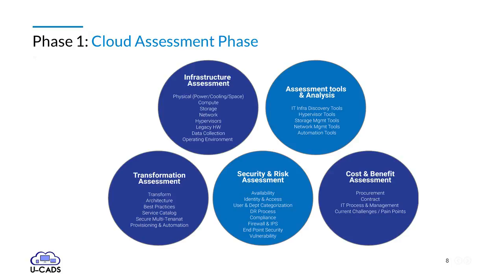Security and risk assessment. Availability. Identity and access. User and department categorization. DR process. Compliance. Firewall and IPS. Endpoint security. Vulnerability. Cost and benefit assessment. Procurement. Contract. IT process and management. Current challenges, pain points.